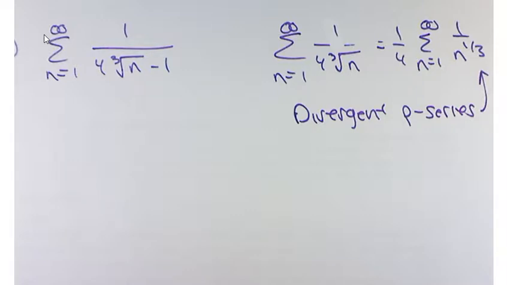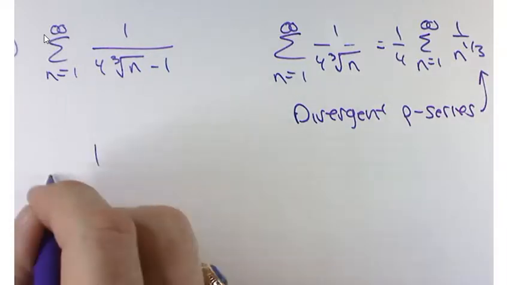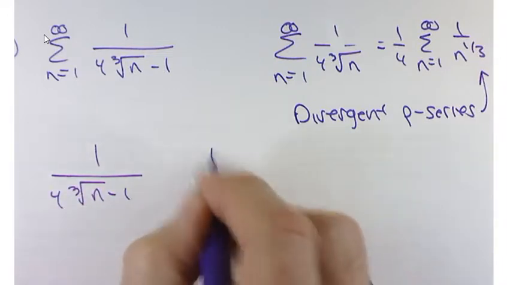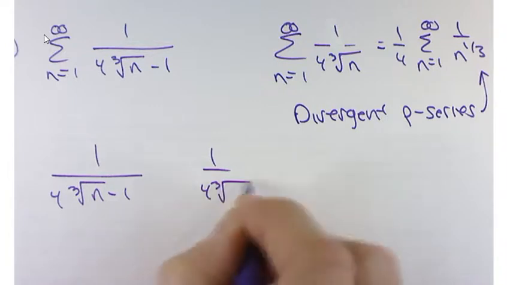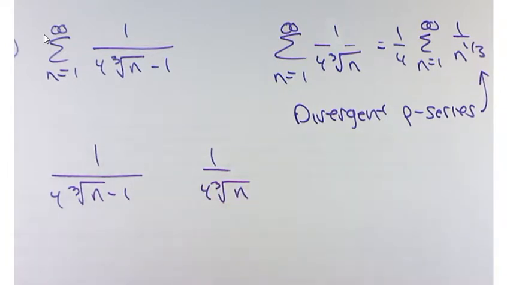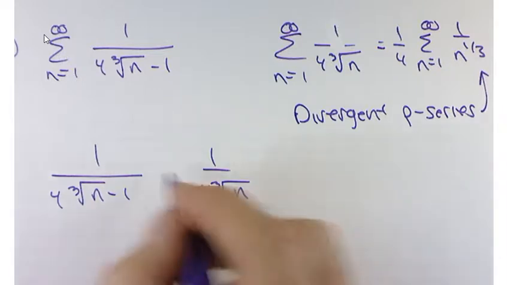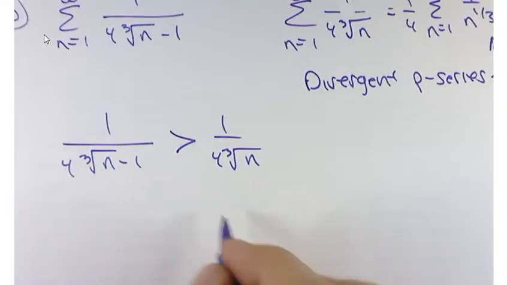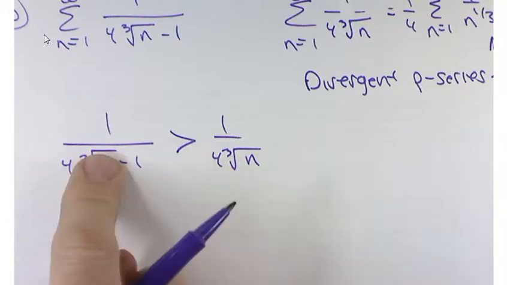Okay. Well, here's a good question for you. 1 over 4 times the cube root of n minus 1 and 1 over 4 times the cube root of n. Which way does this inequality run? Is it a less than or a greater than? Greater than. And that's perfect. That's exactly what we need, because that tells us that this series is less than this.